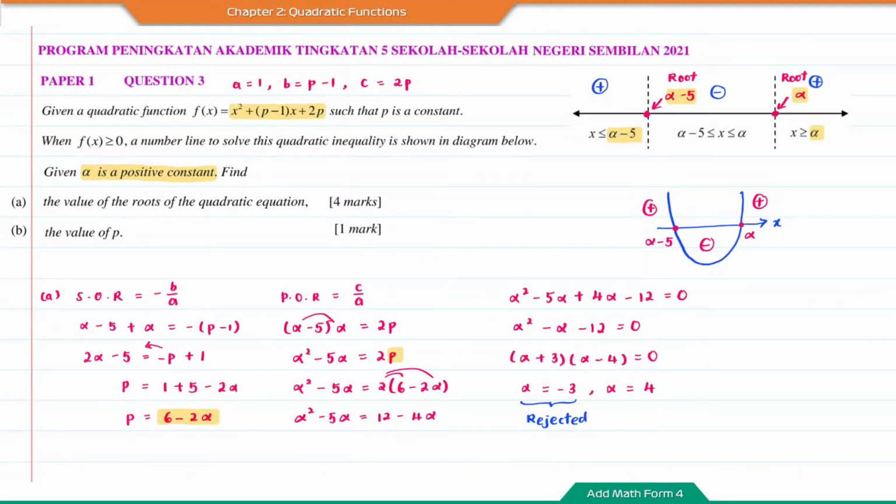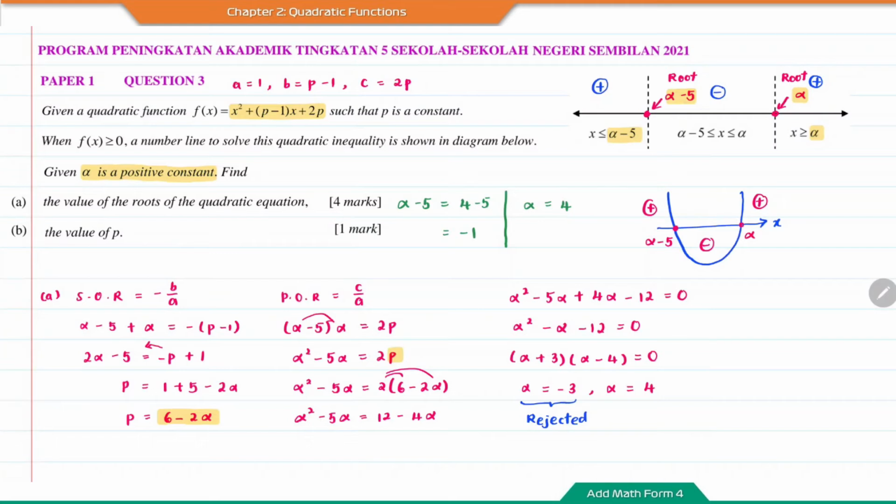So now to find the value of the root. So the first root is alpha minus 5. Therefore, it's going to be 4 minus 5. So the first root is going to be negative 1. The other root is just alpha. So straight away, the other root will be 4.